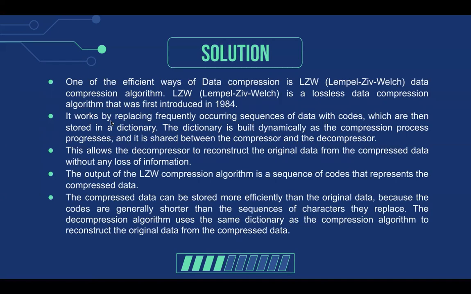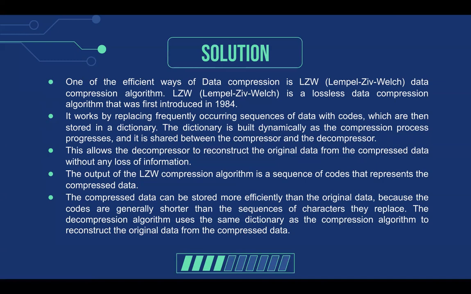Now that we have a clear problem statement for our project on data compression, let's explore some solutions. One of the most efficient ways of data compression is the Lempel-Ziv-Welch algorithm, which was introduced in 1984. LZW is a lossless data compression algorithm that works by replacing frequently occurring sequences of data with codes which are then stored in a dictionary. During the compression process, the dictionary is built dynamically and shared between the compressor and the decompressor. This allows the decompressor to reconstruct the original data from the compressed data without any loss of information.